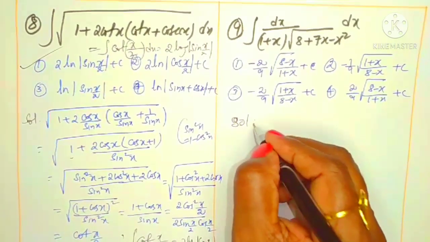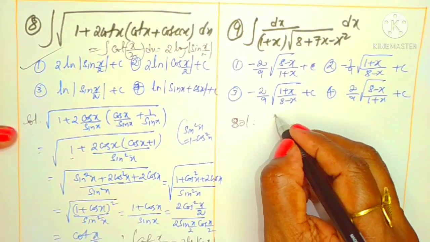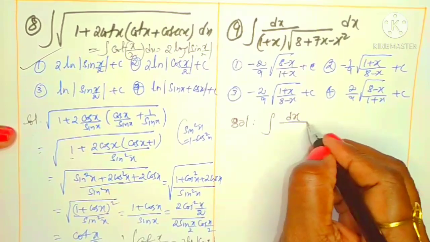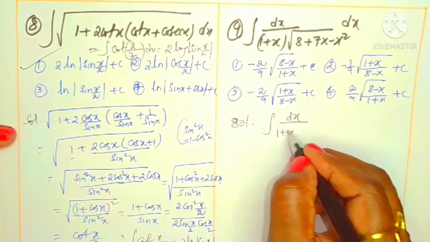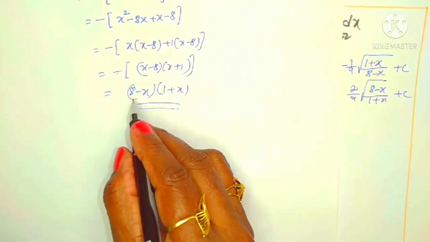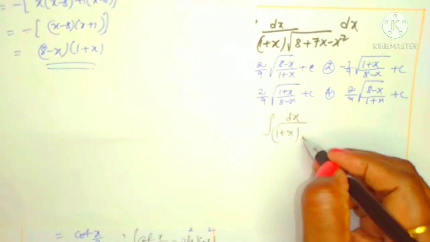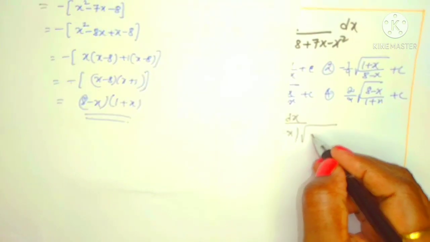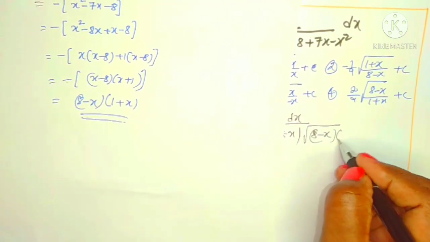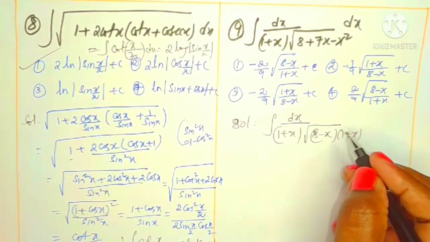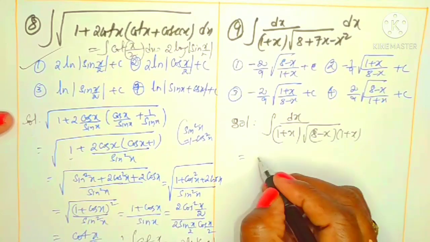Solution. For this solution we can concentrate. Integral of dx by, right? 1 plus x is as it is. What do we have to write? 8 minus x of 1 plus x, under root over 8 minus x of 1 plus x, right? Next we can concentrate on reducing it into a standard integral function.